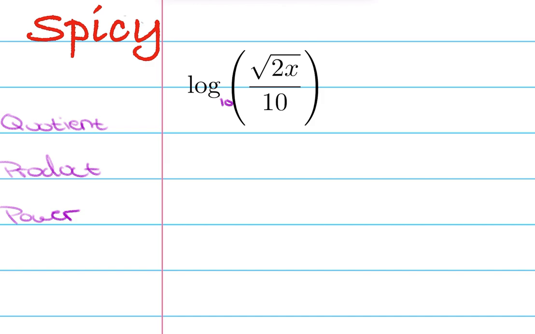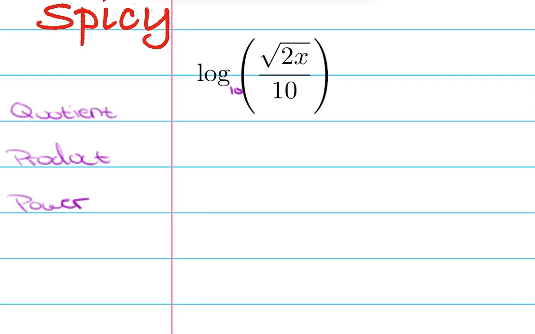So we've got quotient rule first. Well, I do have a quotient rule in this one. I have my numerator here and my denominator here. Cool. So I'm going to break those apart. Remember, division becomes subtraction. So this is going to be the log of the square root of 2x, that's the whole numerator, minus the log of the whole denominator, which in this case is 10. Okay? So that, from here to here, is me using the quotient rule.